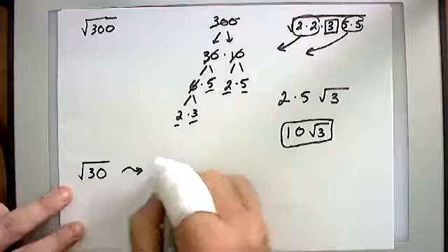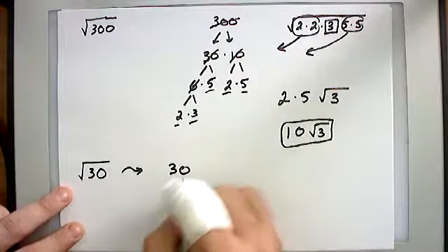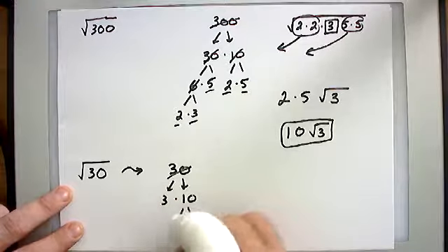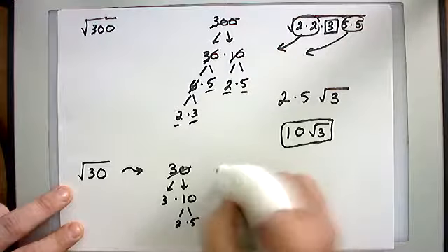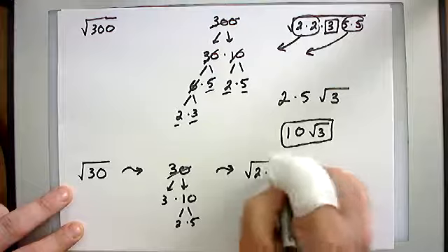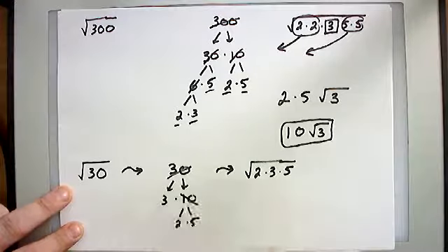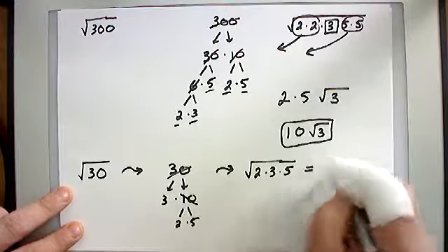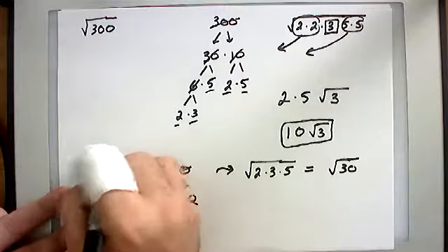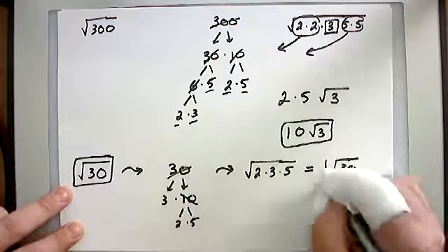So 30, we can break that down to 3 and 10 maybe. And then 10 we can break down into 2 and 5. So 30 is the root of 2 times 3 times 5, right? 2, 3, and 5, the 10's gone. And you say, well, all right, there's no pairs here, so now what? Well, then that means nothing comes out. You couldn't take anything out, so all you're left with is root 30 in the end, because 2 times 3 times 5 is 30. So sometimes roots cannot break down.